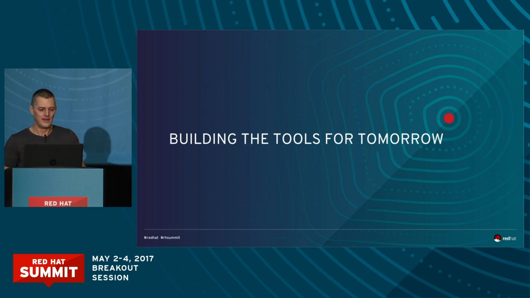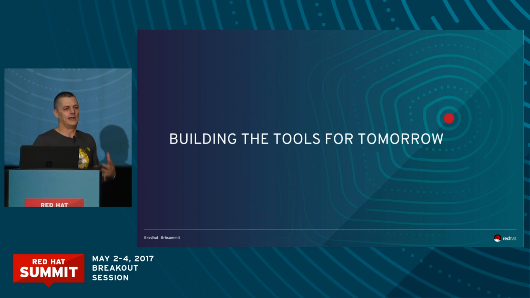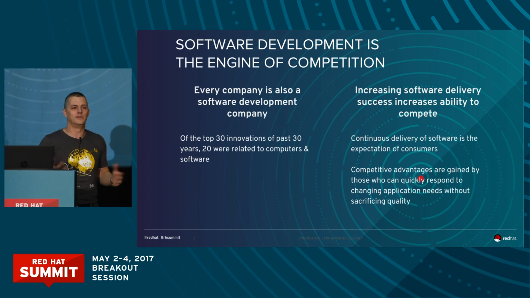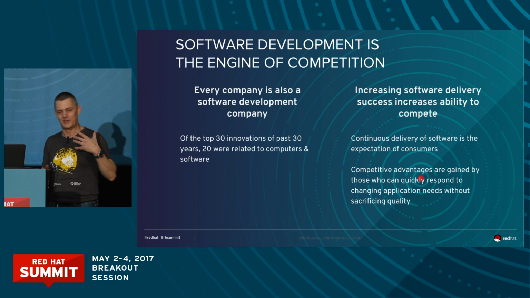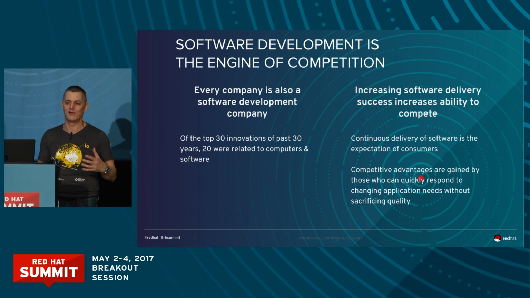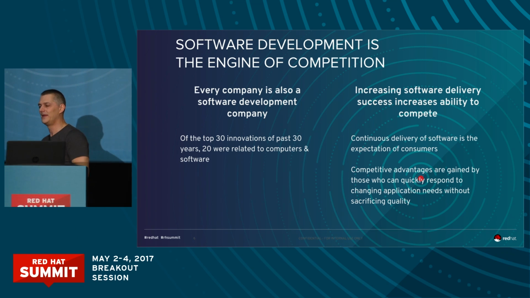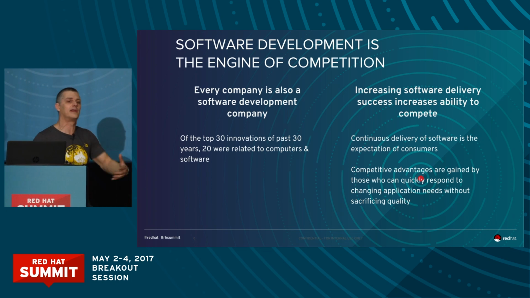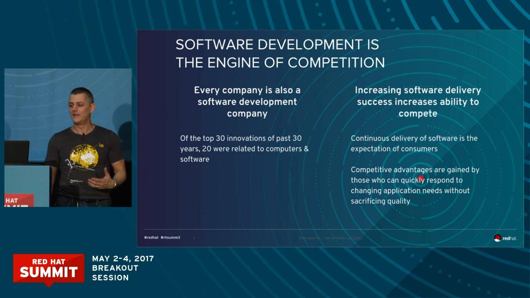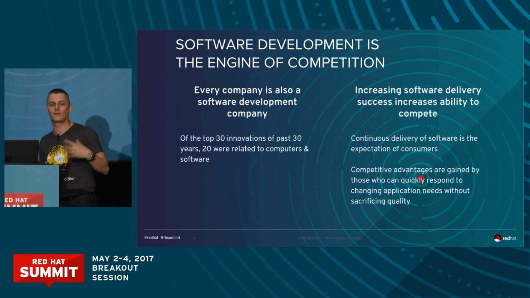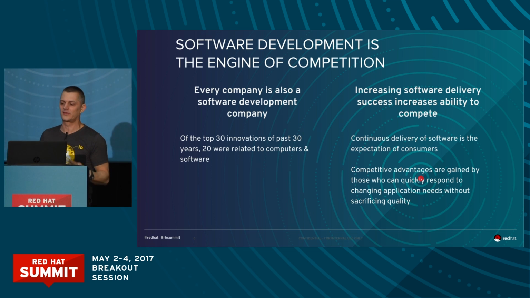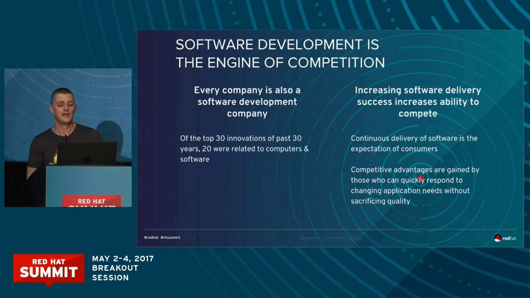But I want to tell you about OpenShift.io and how we got to this place. Why did we even embark on this journey of creating OpenShift.io? I don't think anyone in this room is going to be surprised by the fact that people on stage these days tend to like to say that every company is a software company. But what's really interesting is if you look at what was voted as the top 30 innovations of the past 30 years, a full 20 of them are directly related to computers and software. So it is absolutely the driving force of change and competition.